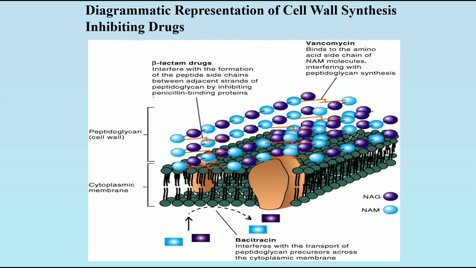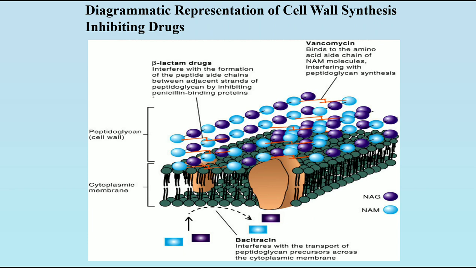So in the coming lectures, we will go into more detail about the mechanism by which the peptide side chains connect the peptidoglycan units. So these side chains are not allowed to connect the peptidoglycan units, and as they cannot connect the peptidoglycan units, the integrity of the cell wall is compromised, and as a result the cell wall is damaged.